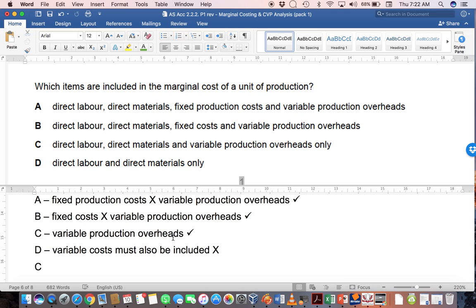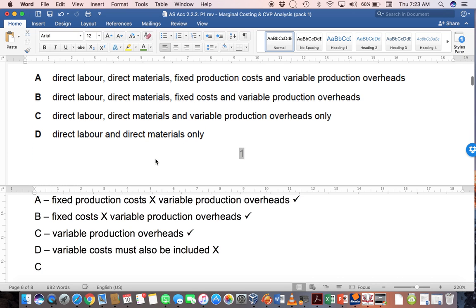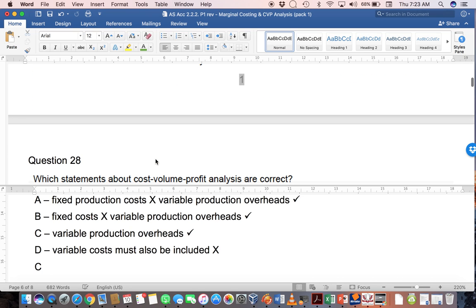Number C, variable production overheads, in addition to the direct labor and direct materials, as we discussed for A, is an option that we can choose, and there's nothing that we disagree with. So C is certainly an option. And then D, where it's just got the direct labor and direct materials only, we're not going to use that because we do want to keep our variable overhead costs also. So therefore, C is the most suitable answer.